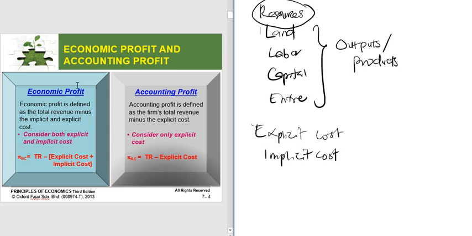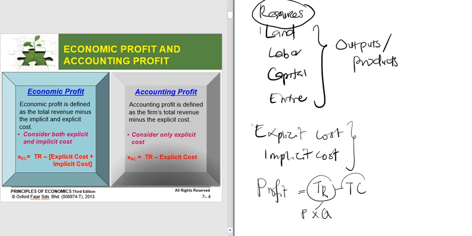So the difference between economic profit and accounting profit is basically whether they include explicit cost and implicit cost or not. For economic profit, it is defined as total revenue minus the implicit cost. You still remember, to calculate profit, like I have explained in the previous topic, total revenue you must minus with total cost. That is the basic, the general formula. Total revenue is basically price times quantity.